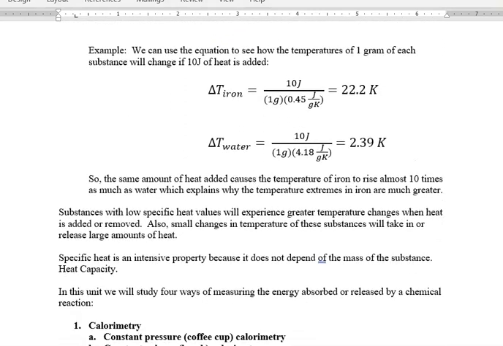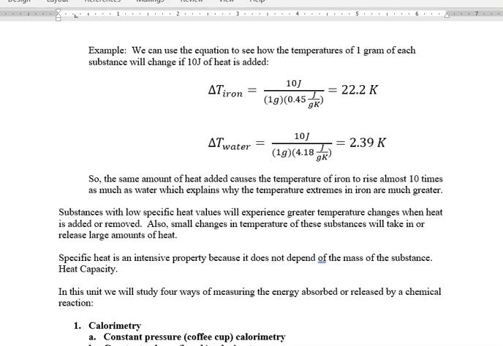So here I give the example using some numbers. We use the equation to figure out the change in temperature. So the first equation: if you put 10 joules into 1 gram of iron, and the specific heat of iron there is 0.45, that's the C value, that'll be a change in temperature of 22 degrees. That's a pretty significant change in temperature.